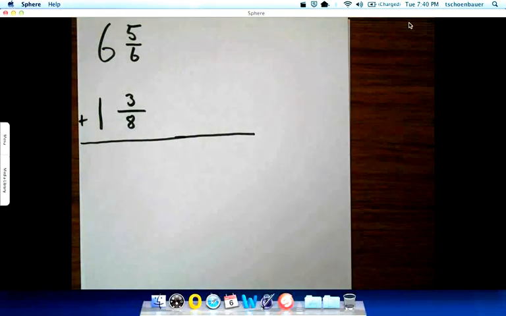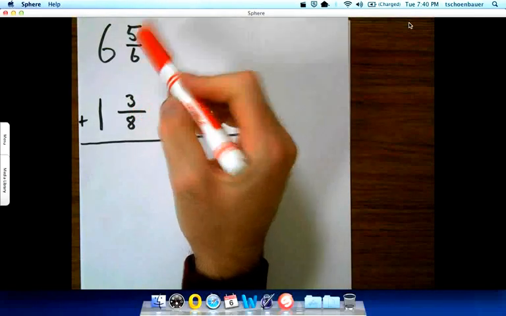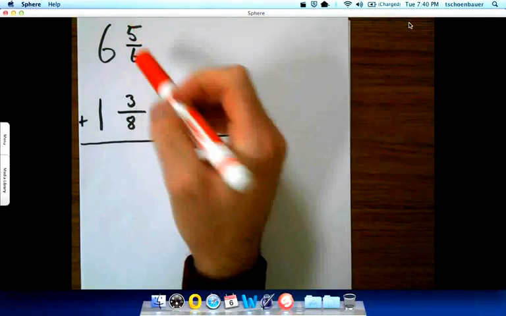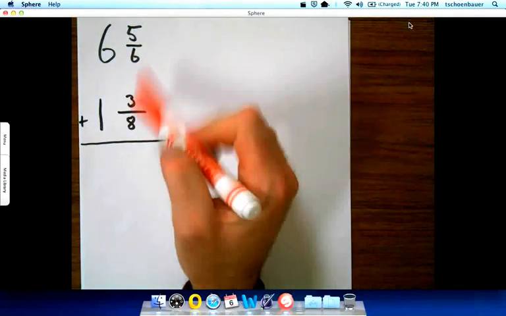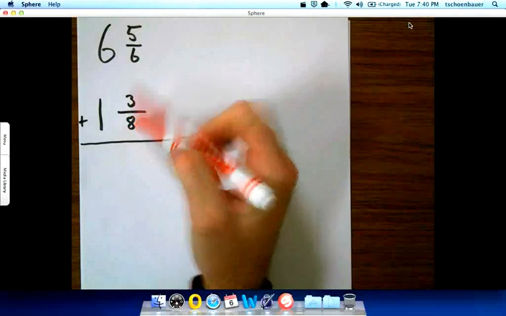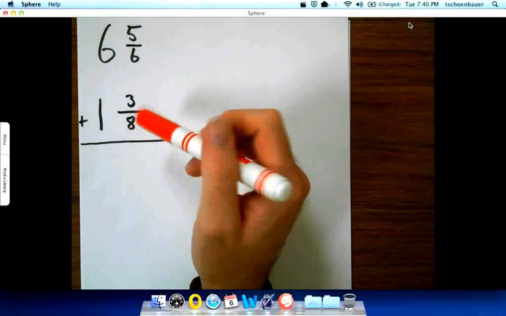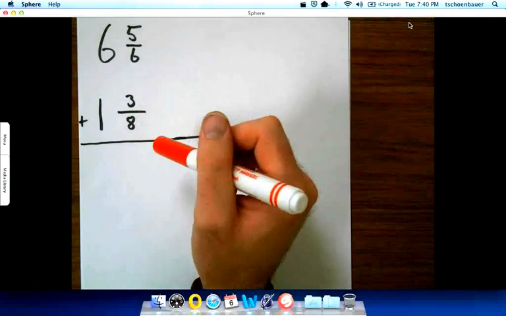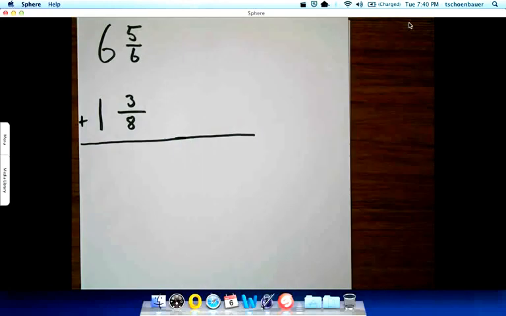We talked about in class that in order to add fractions, we need a common denominator, and currently we do not. So we need to find a common multiple of 6 and 8. Now if we can find the least common multiple of 6 and 8, that helps us in the end with reducing, but it does not necessarily have to be the least common multiple. So the least common multiple of 6 and 8 would be 24.